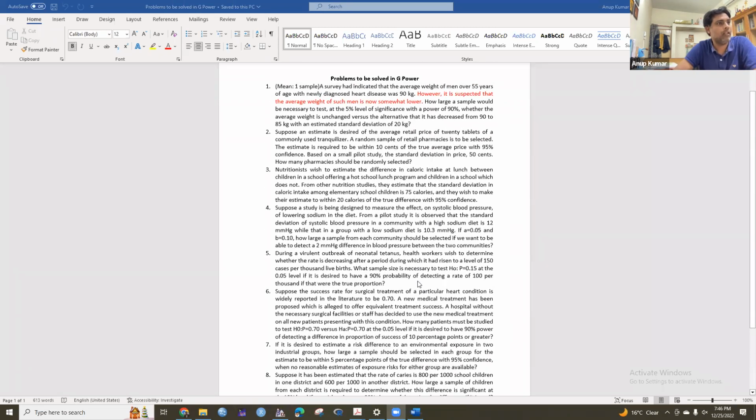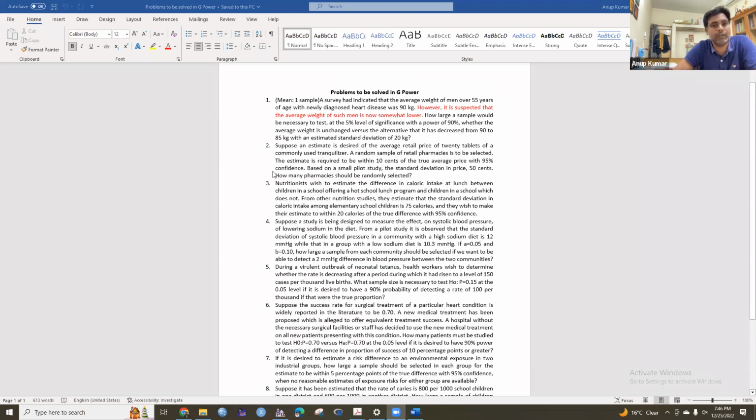I'll randomly try to solve such one or two problems from this problem sheet. So you can see the first example. A survey has indicated that the average weight of men over 55 years of age with newly diagnosed heart disease was 90 kg.